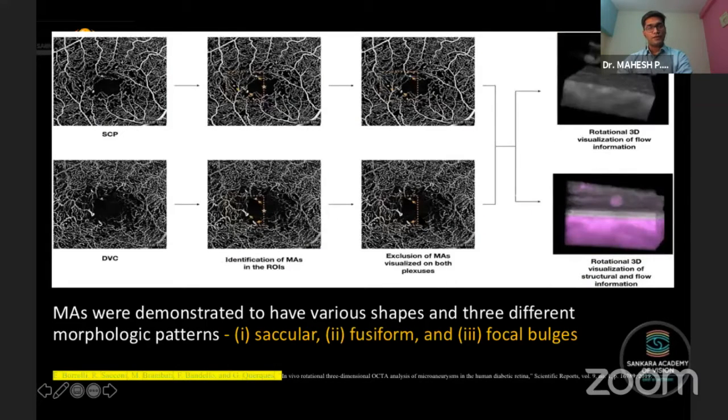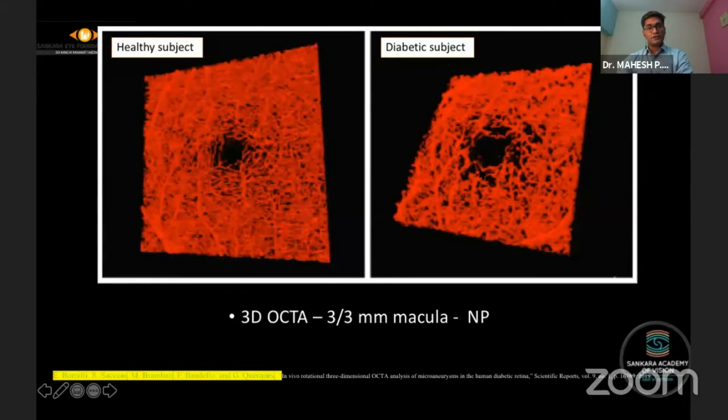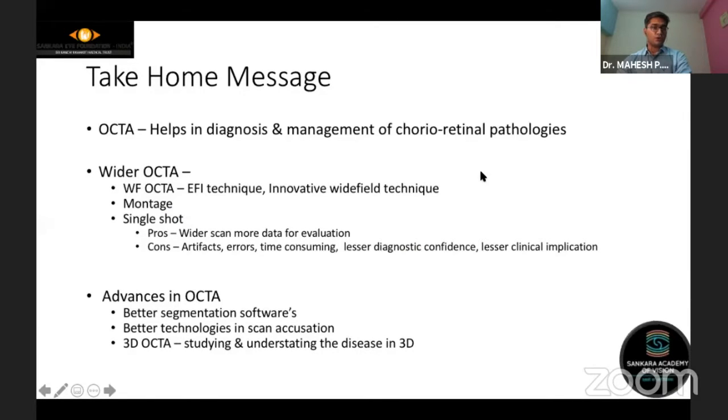It is also helpful in vascular diseases, where we can see saccular and vascular dilatation involving the inner layer and OPL layers. It can also be studied in 3-dimensional normal and abnormal cases. The take-home message from this talk is that OCTA is helpful in the diagnosis and management of choriocapillaris and retinal pathologies.